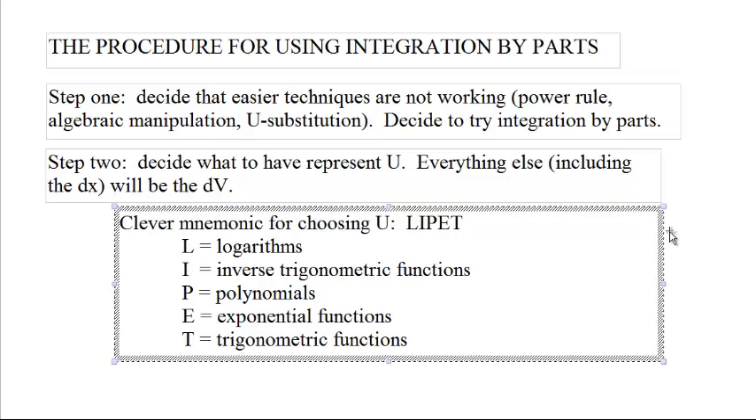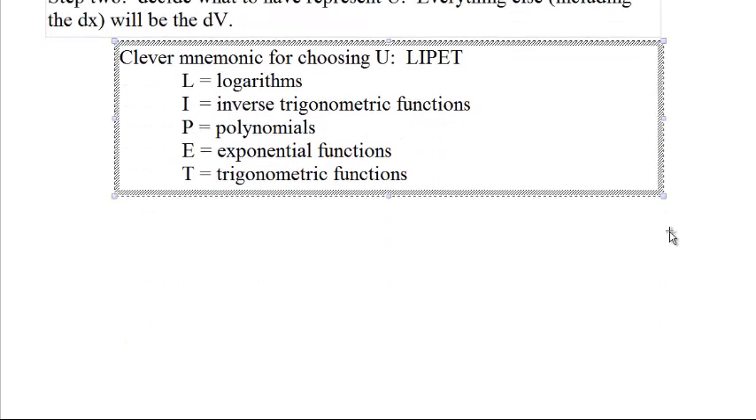The second one would be an inverse trigonometric function, but inverse things in general, very nice for u's. P is for polynomials, E is for exponential functions. The last thing you'd ever want to set u equal to is a trigonometric function, but it could happen.